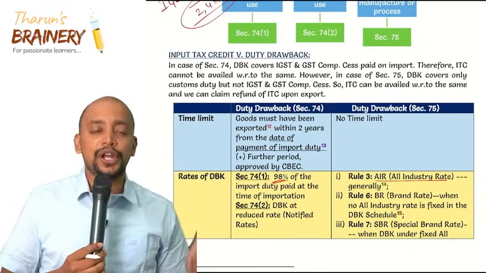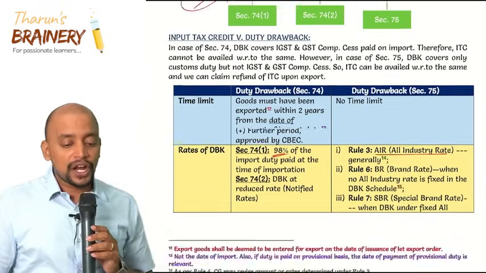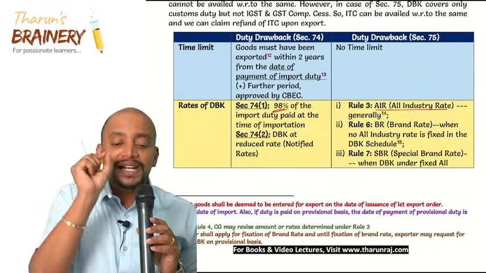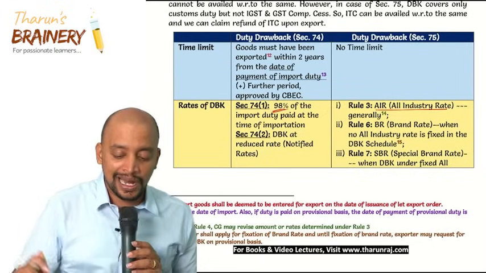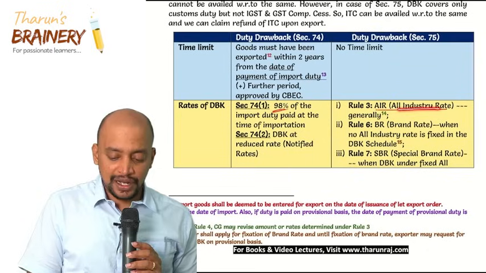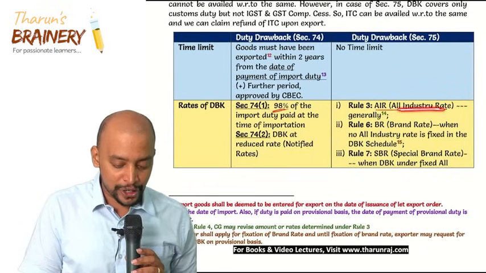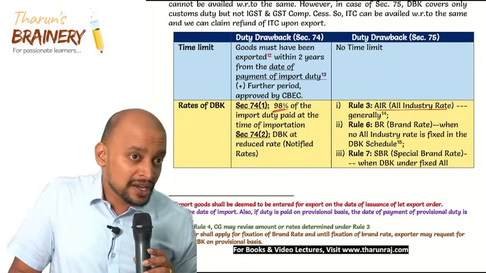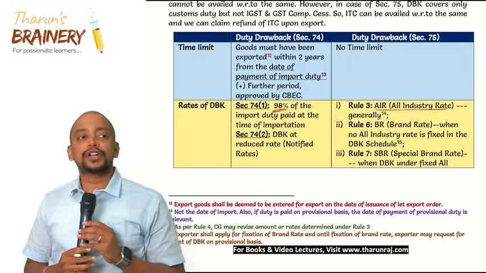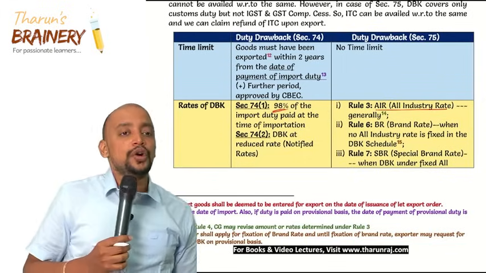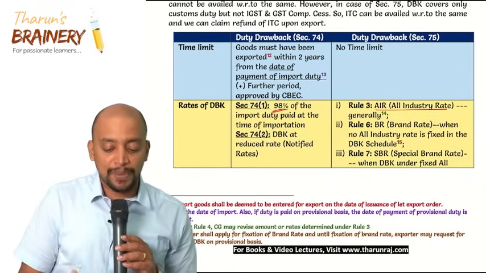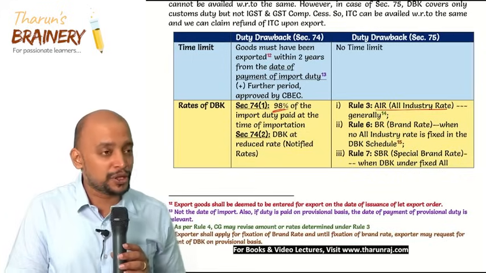How much is that duty drawback? We will get duty drawback based on FOB value of exports, a percentage of notified rates called the all industry rate. All industry rate is a notified rate of duty drawback, which is a percentage of FOB value of export. Suppose we are exporting a product for which there is no all industry rate notified, then we will be making an application for brand rate. So when will brand rate come into the picture?